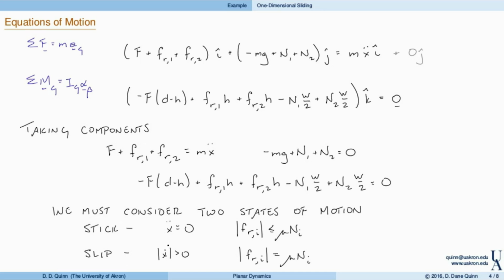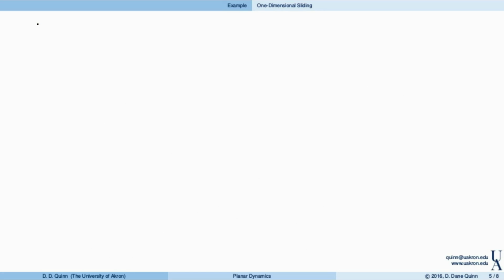In cases of slip, we don't know the motion. I don't know what x double dot is, but I do know what the friction forces are. They are equal to mu N, and of course they oppose the direction of the motion. So we know one of these two things, either the kinematics or the forces, but we don't know both. So now let's look at these two cases of motion, and we'll consider stick first.